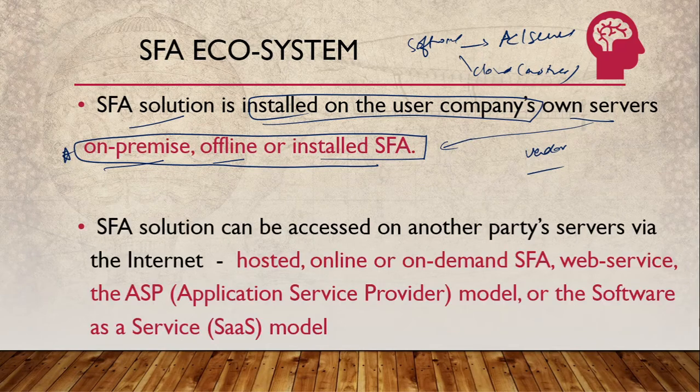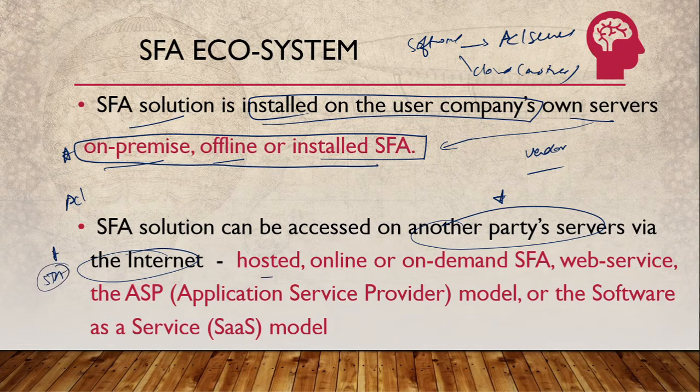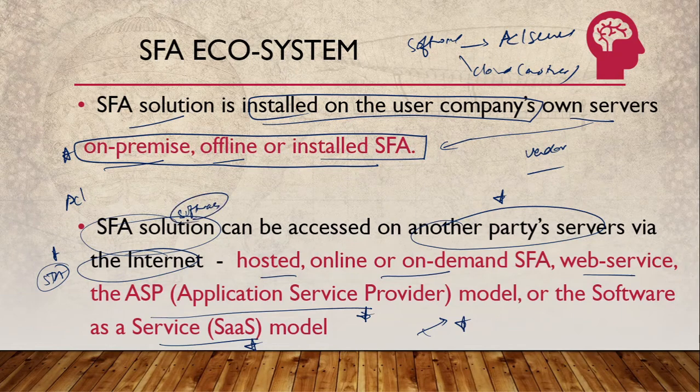Sometimes what happens is you need not install the software on your PC, rather it is installed on another party's server, and then you can use that application on the server with the help of the internet. Then such types of SFA solutions are known as hosted, online, on-demand SFA, web service, application service provider, or the software as a service model. So these are some of the other ways in which the SFA solution can be provided to you, wherein the software is installed on another PC or it is available online with the help of the internet.